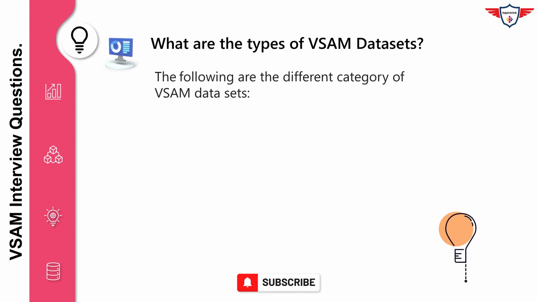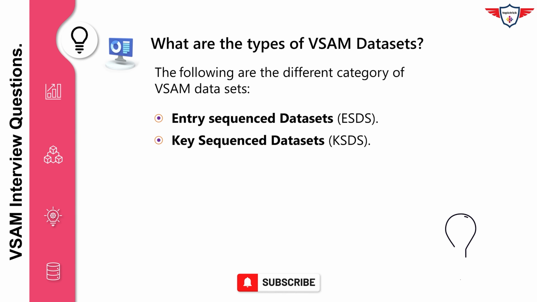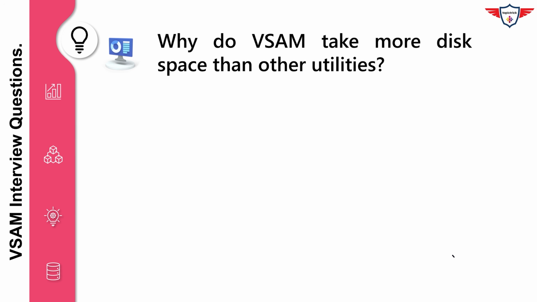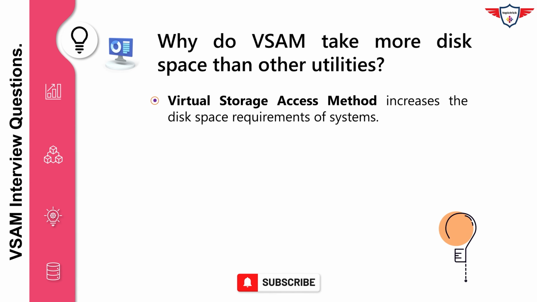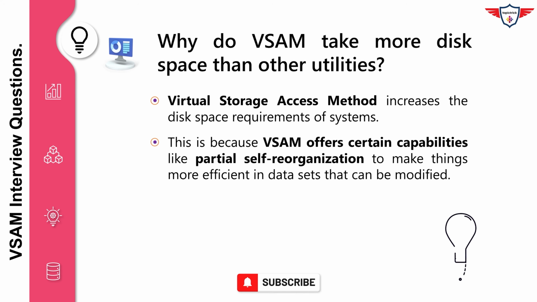The following are the different categories of VSAM datasets. Entry sequence datasets, ESDS. Key sequence datasets, KSDS. Relative record dataset, RRDS. Linear dataset, LDS. Why does VSAM take more disk space than other utilities? VSAM increases the disk space requirements of systems. This is because VSAM offers certain capabilities like partial self-reorganization to make things more efficient in datasets.